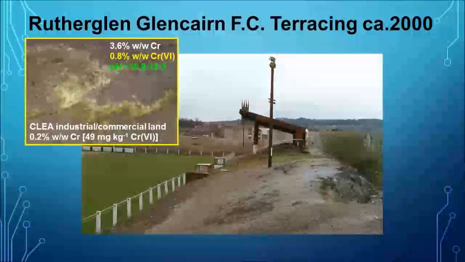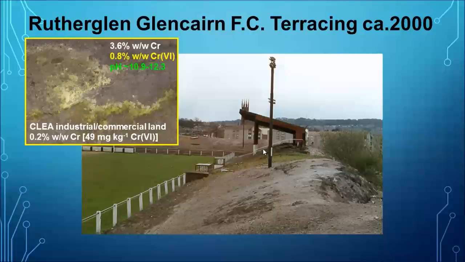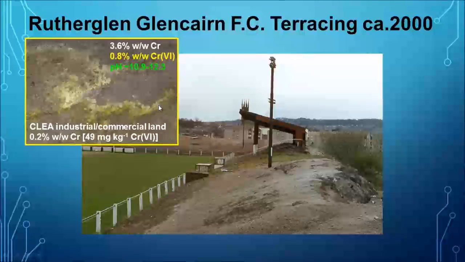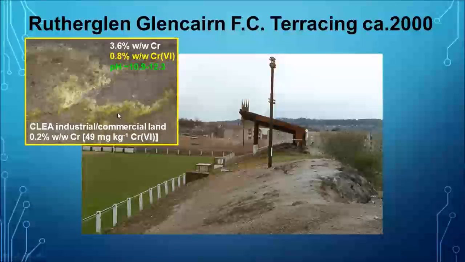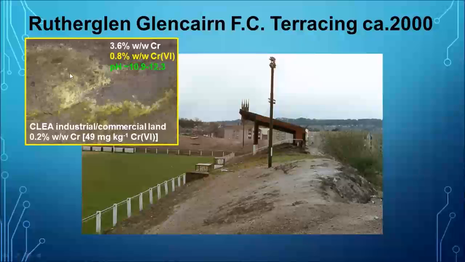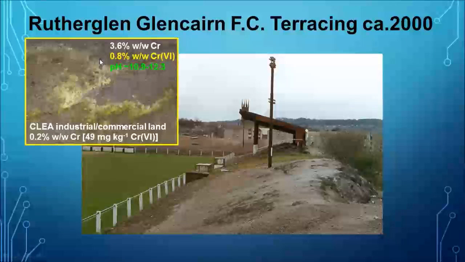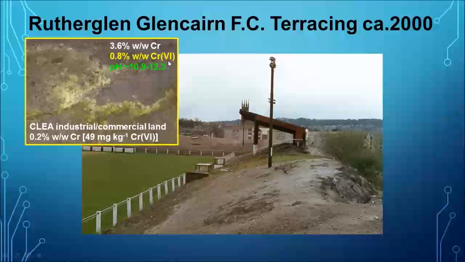Here is a picture of the waste material where it has been used for terracing of a junior football ground. And what I'm showing you, in this enlargement here, is what happens when rainwater comes into contact with the surface of that material. You can see that the chrome-6 has been dissolving up, and then we have the yellow precipitate on the surface here. Now these materials are up to about 4% by weight of total chromium, with about a quarter of that being chromium-6. And again, the material has a very, very high pH.